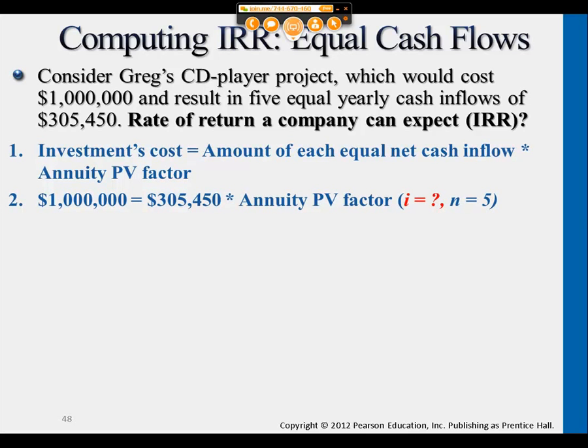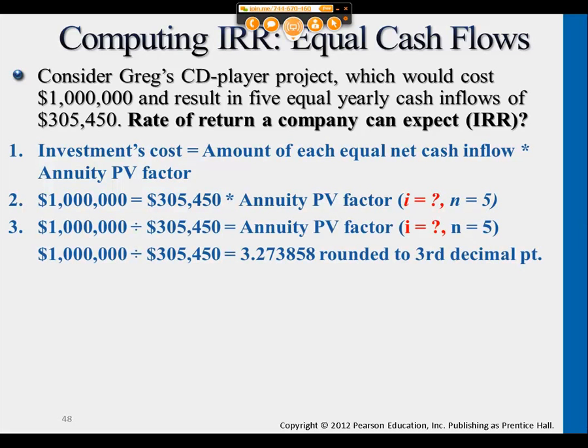So here's what I know. I know that $5 million is equal to 305,450 multiplied by the factor. And the table that I'm going to be using is the one for annuity, right? So I also know that my n is 5. But what is the rate? That's what I'm looking for. So I'm going to take the million. PV factor.